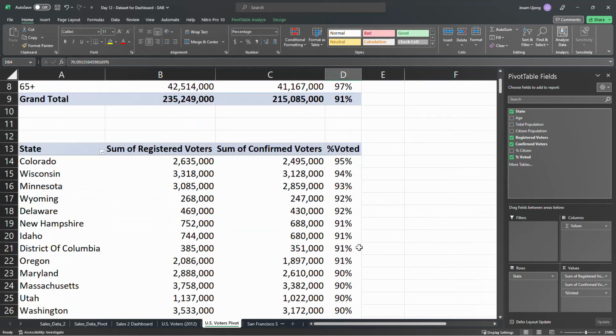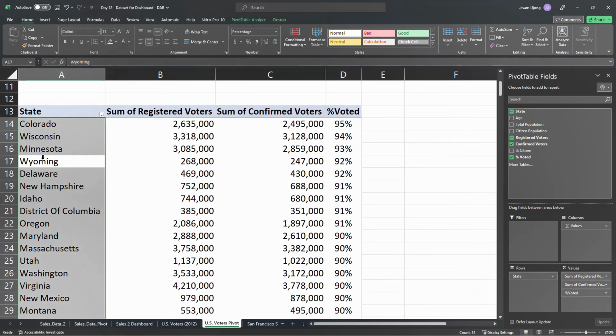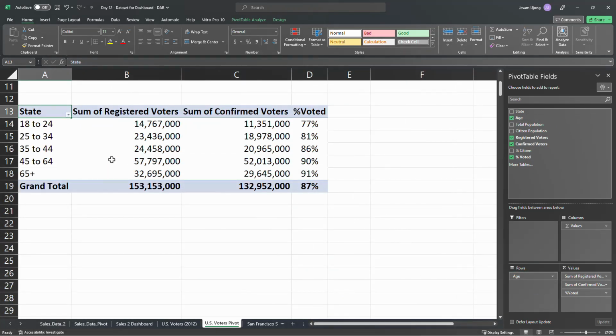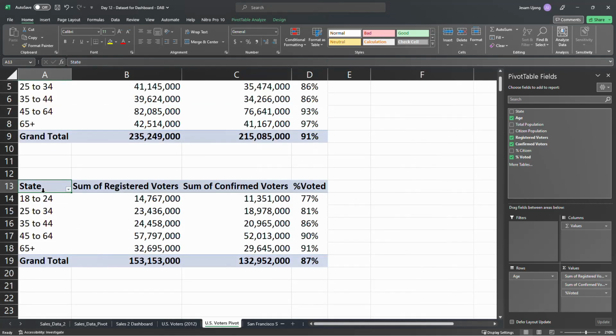We could also have different views for this. This is states. I go away from states, take away state and put the age range. I'm going to put this back in states later, so just ignore that. Okay, I'll just put in age. So here we could also see, by changing to age, registered voters versus confirmed voters for the different age ranges.